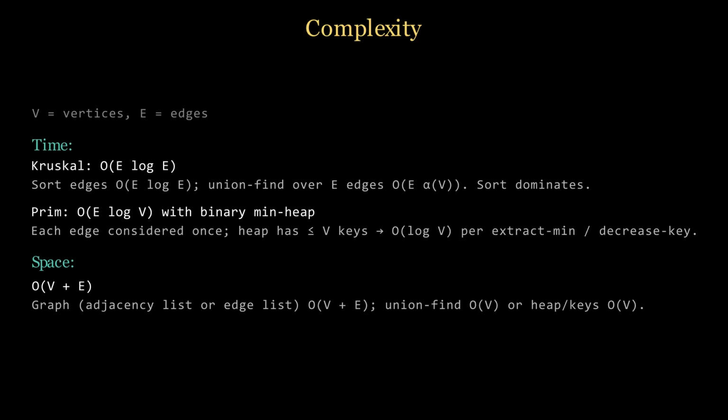V is the number of vertices, E the number of edges. Kruskal: we sort the edges in O(E log E), then process each with union find in almost constant time. The sort dominates, so time is O(E log E). Prim with a binary min heap: we consider each edge once and do O(log V) work per heap operation, so time is O(E log V). Space for both is O(V + E), the graph itself, plus O(V) for union find in Kruskal or for the heap and keys in Prim.